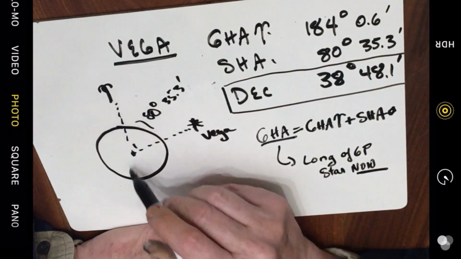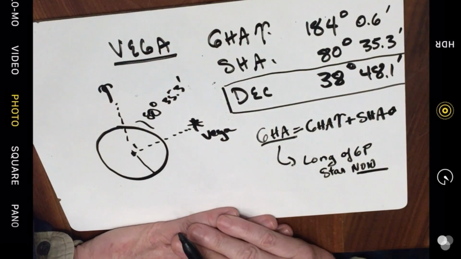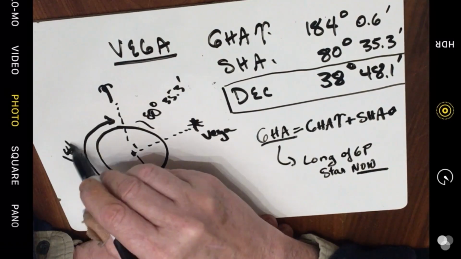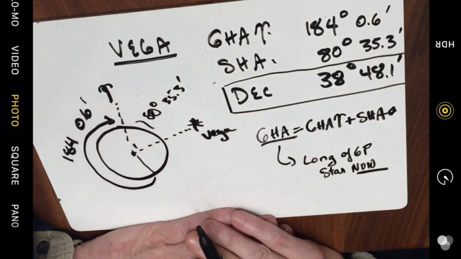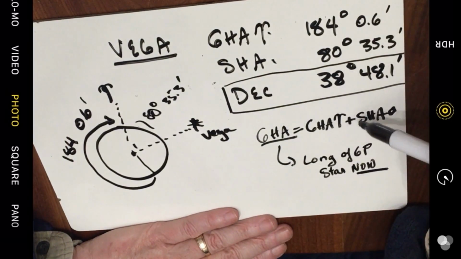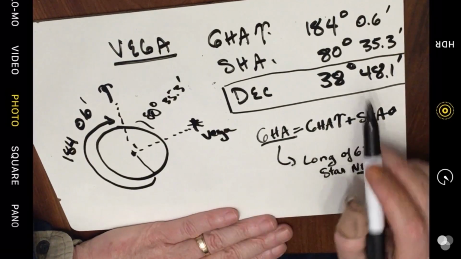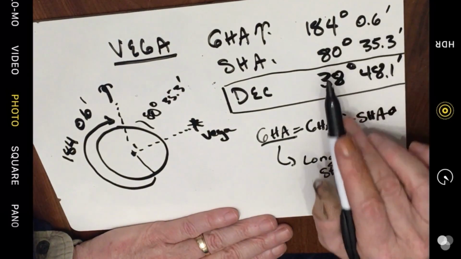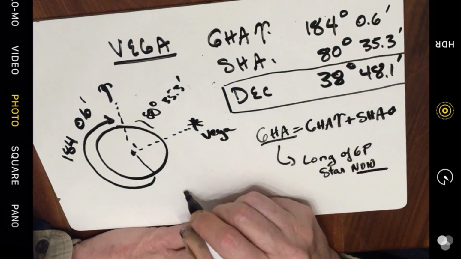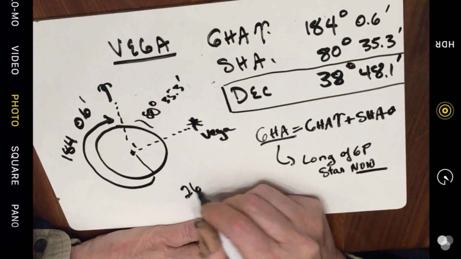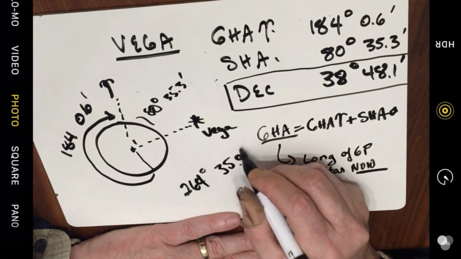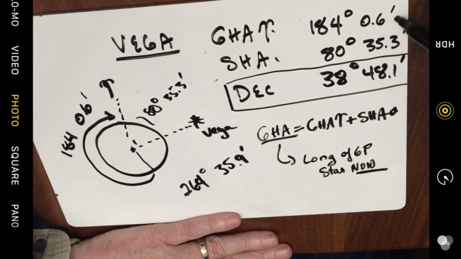Well, as it turns out, the Greenwich prime meridian is over here. And this is 184 degrees, 0.6 minutes. So what is the Greenwich hour angle of the star Vega? Well, it's 184.06 plus 80, 35.3. So if we add those together, we'll get 264 degrees, and we're going to get 35.9 minutes. Because what we do is we add this to this.